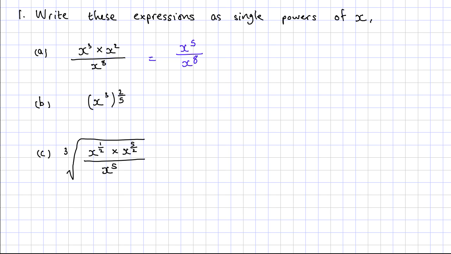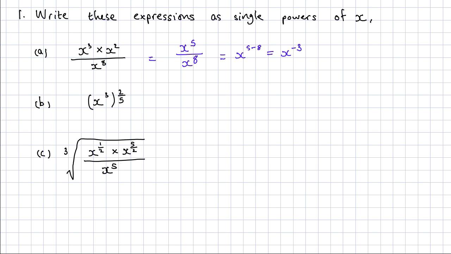Now again I have the same base x and x here, and I'm dividing, so x to the power of 5 divided by x to the power of 8, so I need to minus the powers. So this is equal to x to the power of 5 minus 8, and that's equal to x to the power of minus 3.